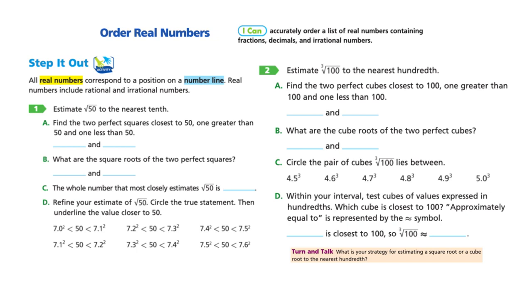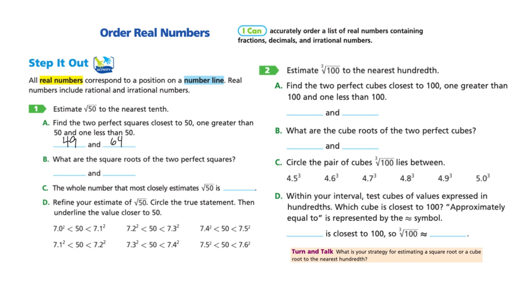So if we look at the square root of 50, we know that it's between some numbers that when you square those numbers, you'll get close to 50. One will be less than 50, one will be greater. So hopefully you came up with 49, which is 7 times 7. And then 8 times 8 would be 64. And 50 is between 49 and 64.